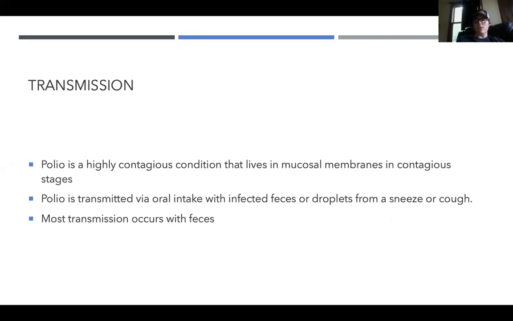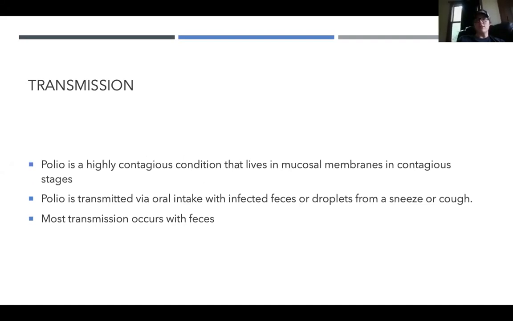So how is it transmitted? Polio is highly contagious from person to person contact, and it lives in mucosal membranes in its early stages. So the biggest person-to-person contact, other than the feces, which is down here, is actually kissing. So it's similar to mono in that situation, because if you kiss somebody who is currently contagious with polio, then you're definitely going to get it. It's like 100% effective.